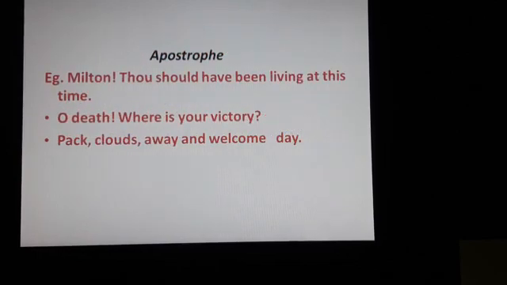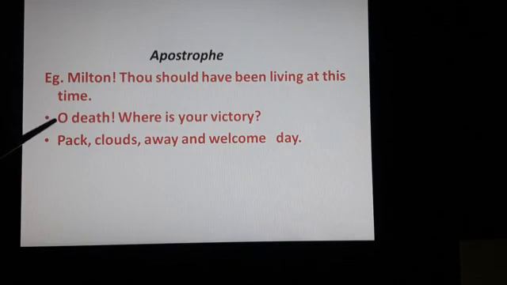Example, you see, Milton, thou should have been living at this time. The poet is telling, who was Milton? Milton was a great philosopher, great writer, great poet. So telling Milton, he is no more, okay? He is dead and gone. But as if he is addressing, as if he is listening, direct address. Milton, thou should have been living at this time.